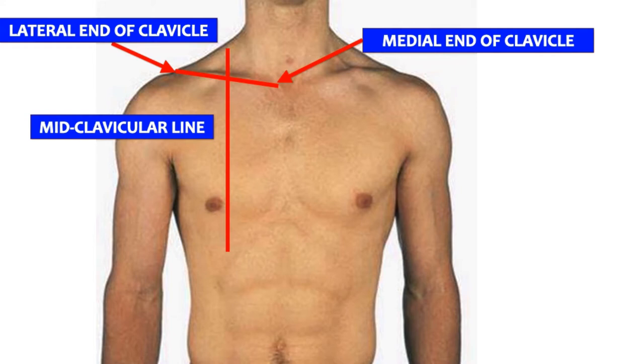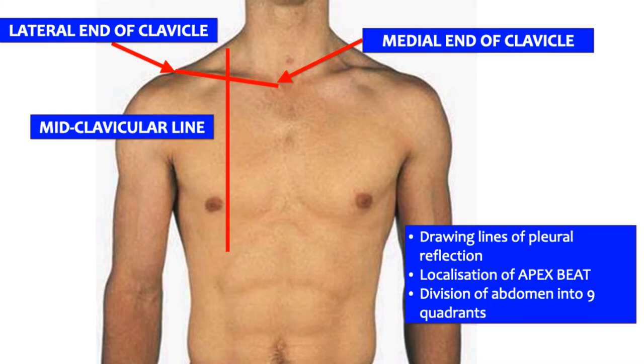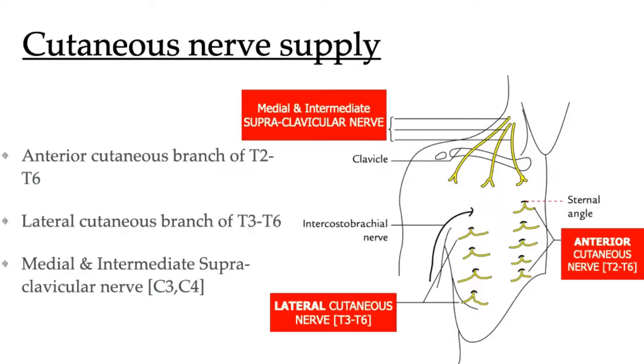Because in future when you study the thorax and the abdomen, this mid-clavicular line will be used as the reference plane for drawing the line of pleural reflection, to localize the apex beat, and to divide the abdomen into 9 quadrants. So with this, we end the landmarks. And now let us start the cutaneous nerve supply over the pectoral region.